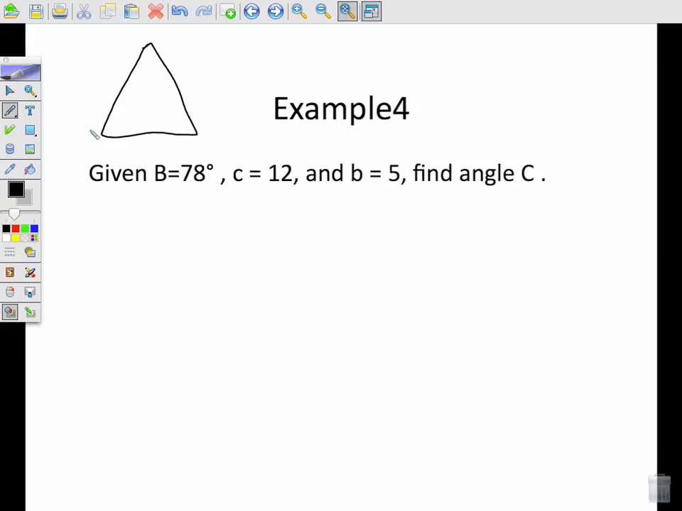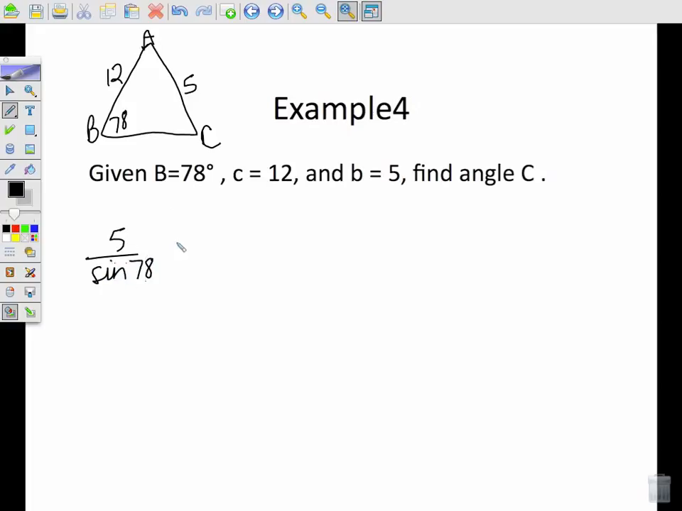We've got angle B is 78. Let's go with this as angle B, 78 degrees. Side B is 5, which would be over here, and C is 12. So now you see how I always put those measures in that way. Anytime I'm given two sides and one angle, this would be angle C, and angle A is on top. So we're going to find angle C.